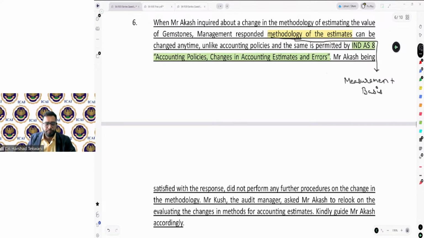Come on, guys. What is the requirement of NDS 8 with respect to changes in measurement basis? Don't Google it, huh? Come on, guys, I'm waiting for your answer.